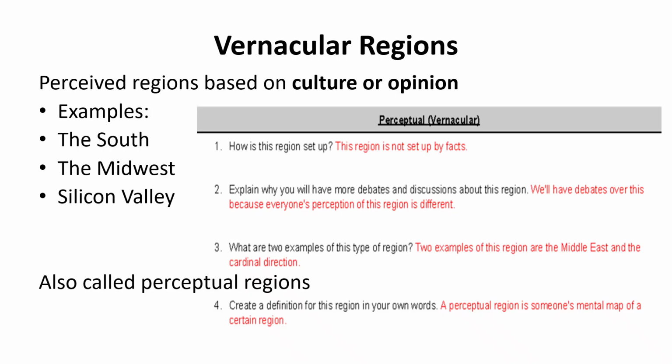The Midwest is perceived as an area of lots and lots of tornadoes, although tornadoes are hitting the South more, Tennessee. Silicon Valley. This is a place where tech companies like to locate, out in California. Vernacular regions are also called perceptual regions because it is how we as humans perceive the area.